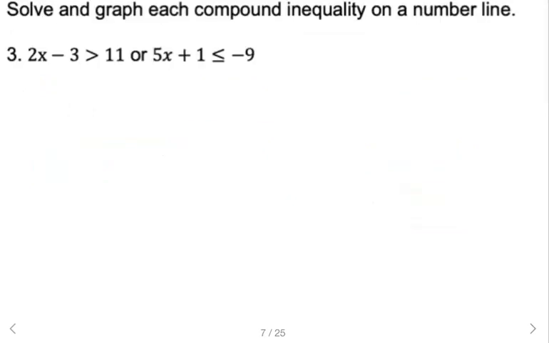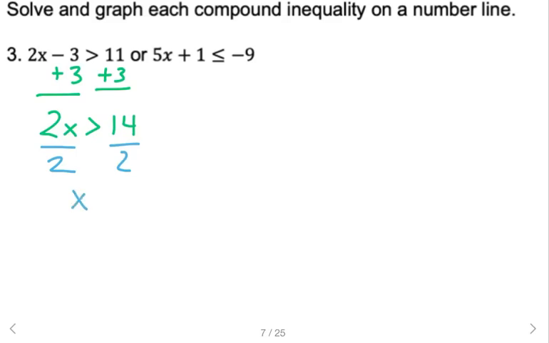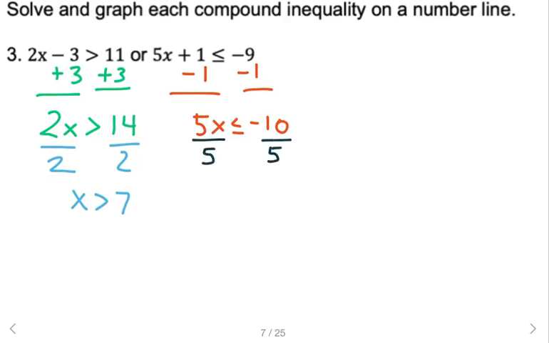All right, here we want to solve this compound inequality. So to get rid of minus 3, we'll add 3. 11 plus 3 gives us 14. So 2x is greater than 14. To get rid of multiplying by 2, we'll divide by 2 on each side, and we have x is greater than 7. Now to get rid of the plus 1, we'll subtract 1. Negative 9 minus 1 gives us negative 10. So 5x is less than or equal to negative 10. To get rid of multiplying by 5, we'll divide both sides by 5. And we get x is less than or equal to negative 2.